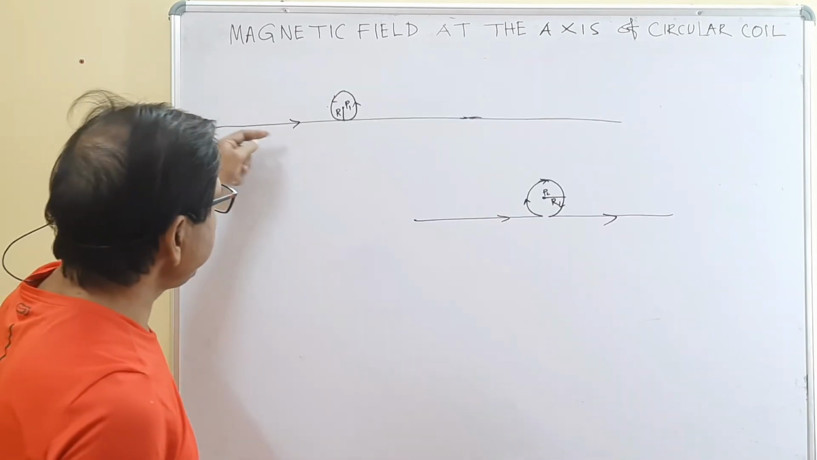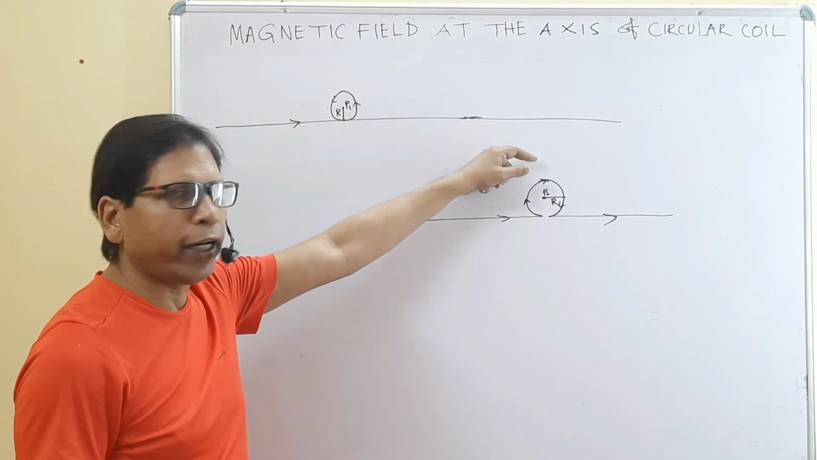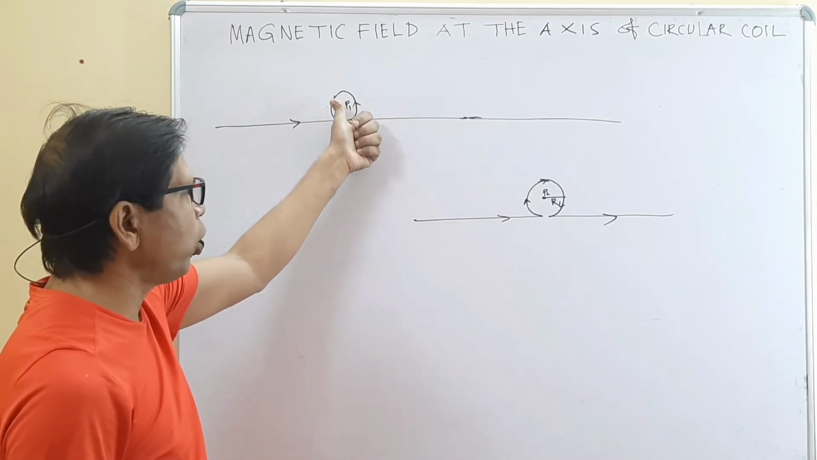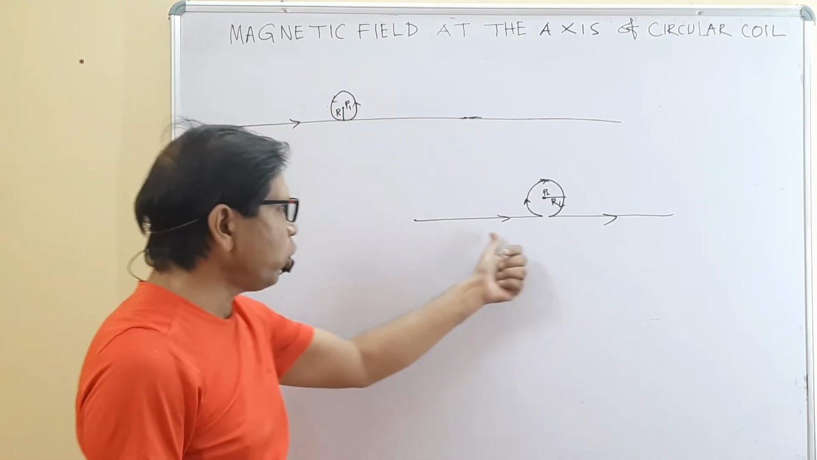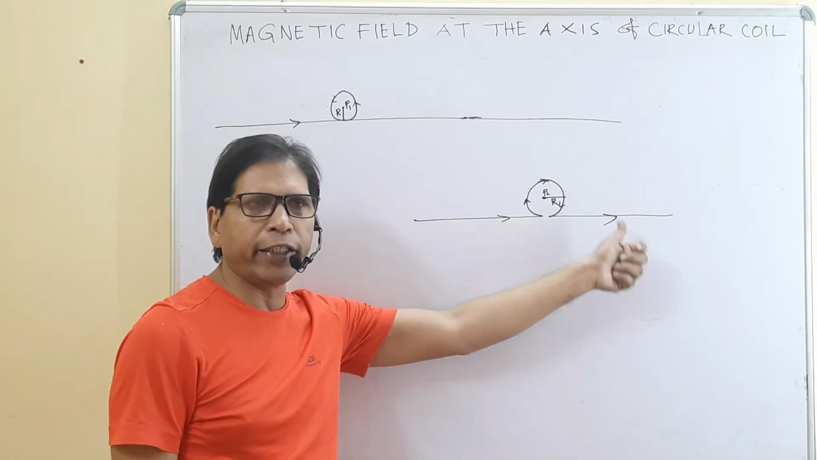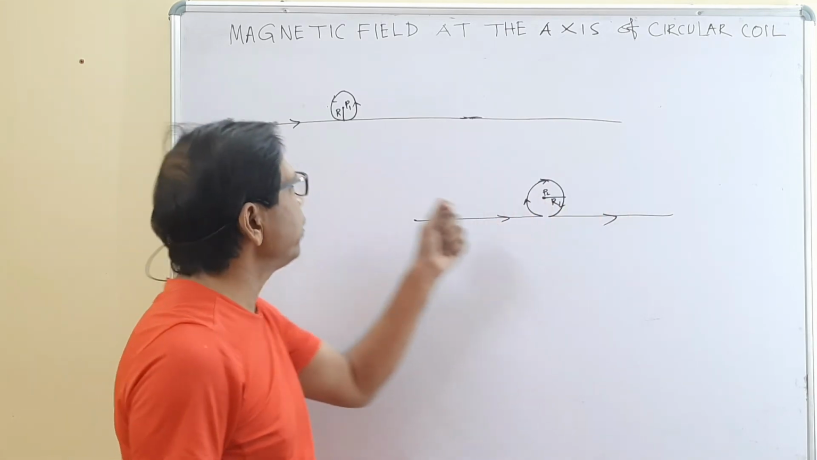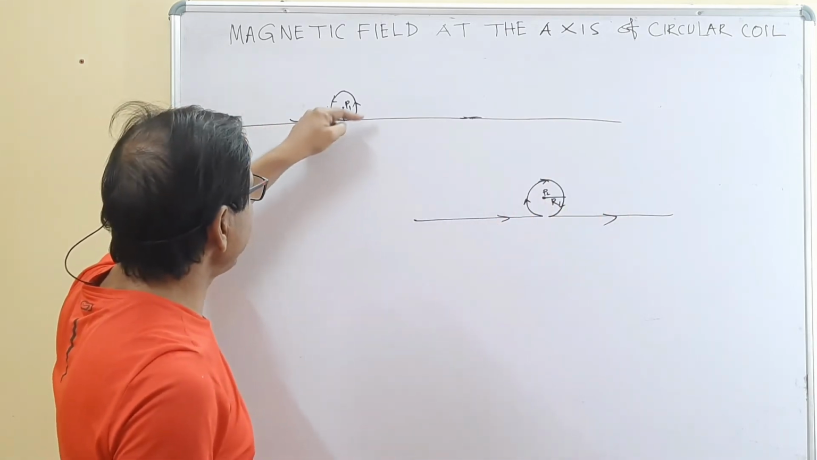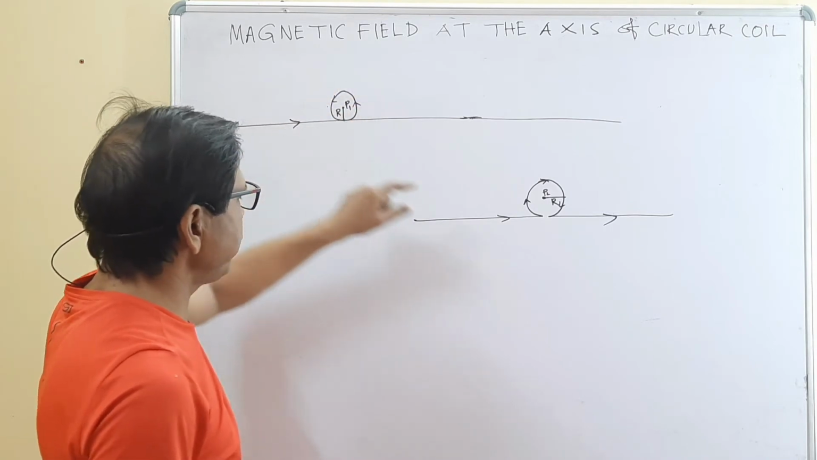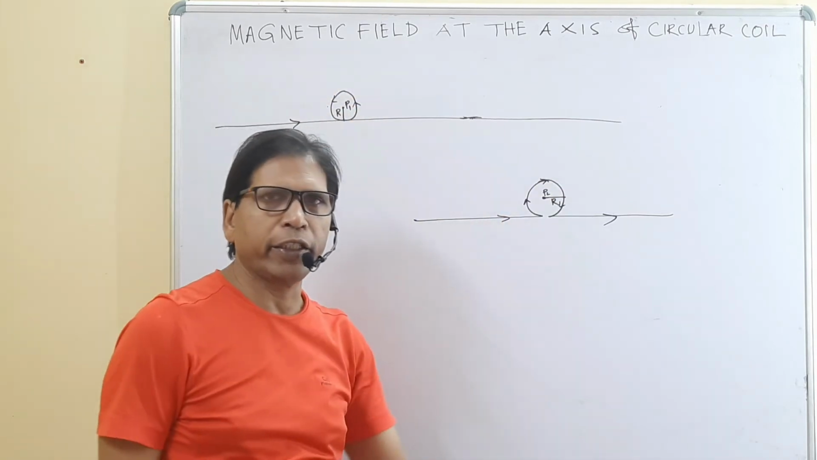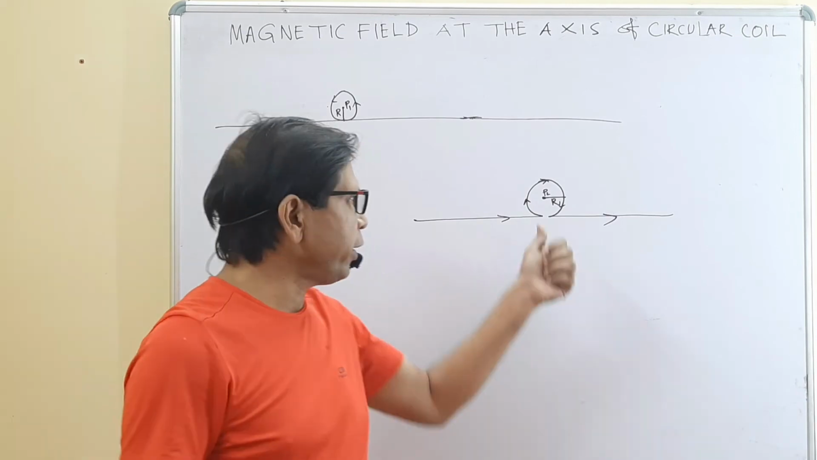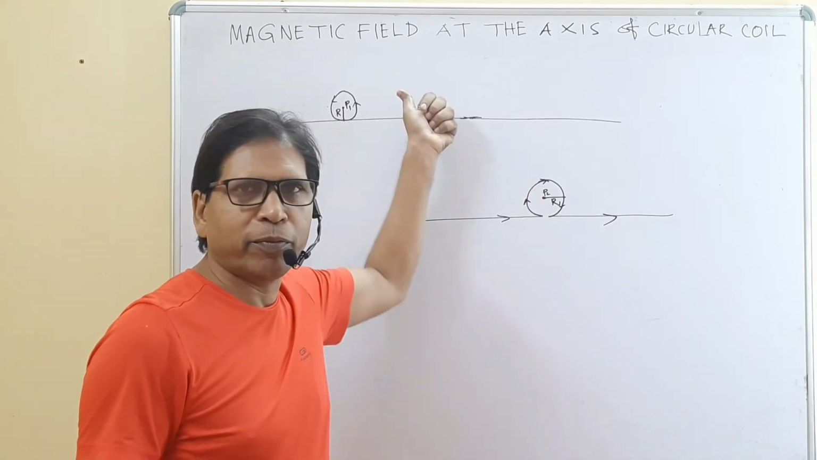Look at this, this is an infinitely long straight conductor and this is a circular coil of radius R. This is also an infinitely long straight conductor and a circular coil of radius R. Here the current flows in the circular coil in the anti-clockwise direction, but here in the clockwise direction. We have to calculate the magnetic field at this point and this point.